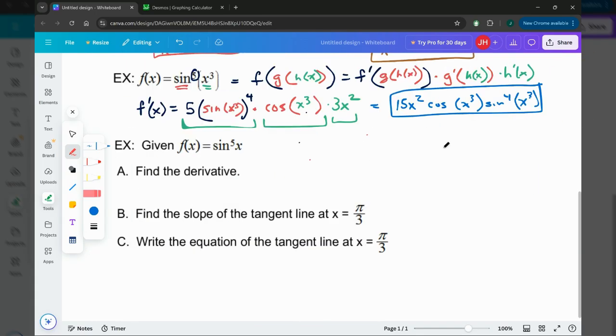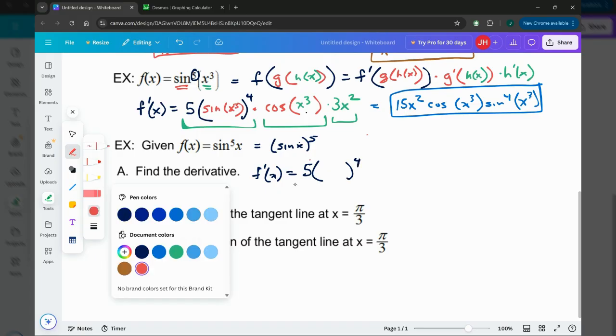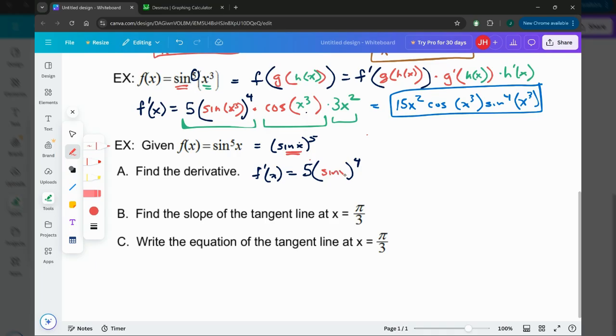That sine to the fifth x, I think you guys should all know this, that is sine of x raised to the fifth. So how would I take the derivative? Well, I'd do the outside function first. I would do the power function first, 5 times something to the fourth. What is that something on the inside? It's sine of x. But then you have to multiply by the derivative of sine, which is cosine of x. So my derivative is 5 sine to the fourth x times cosine of x. That is my derivative for this function.